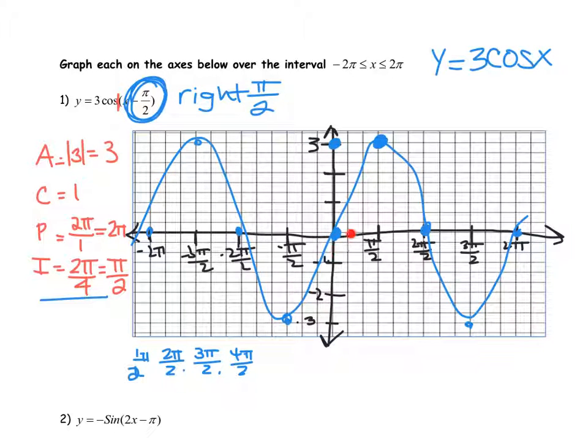Now doesn't this cosine graph shifted look like a sine graph? That's pretty cool, right? So here is where we start. Alright, that one might have been a little confusing. Let's try another one.